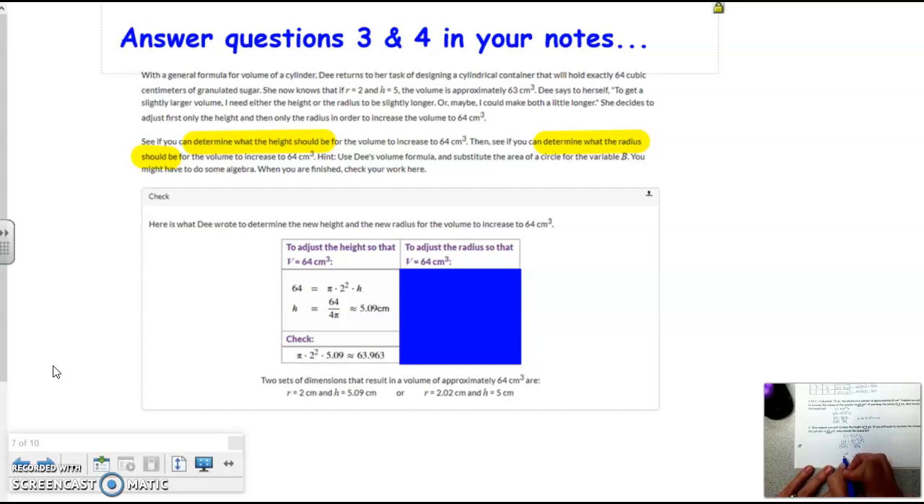So this is 64 over 5 pi, and I'm going to take the square root of it, and that will give me r. So when I put that in my calculator, I got the square root of 64 divided by, and then in parentheses, put 5 pi. And that's 2.02, approximately 2.02 centimeters. So a little bit more than the 2. We knew it would probably be a little bit more because we weren't that far off.